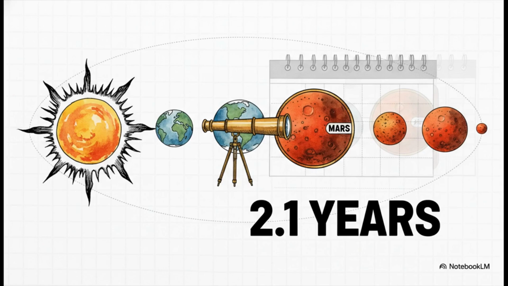And that's why these oppositions, which are the absolute best time to observe Mars, are such rare and highly anticipated events in astronomy. Now contrast that with Jupiter and Saturn. We're moving so much faster that we lap them pretty quickly, and their oppositions happen nearly every single year.